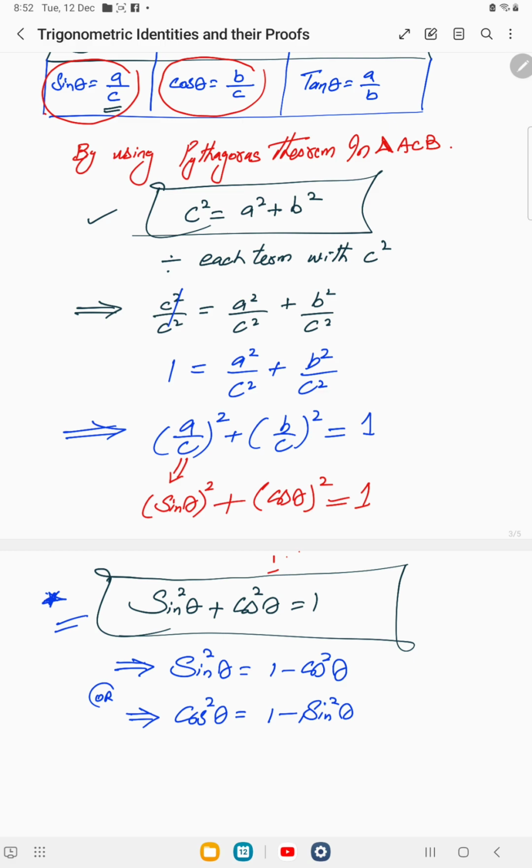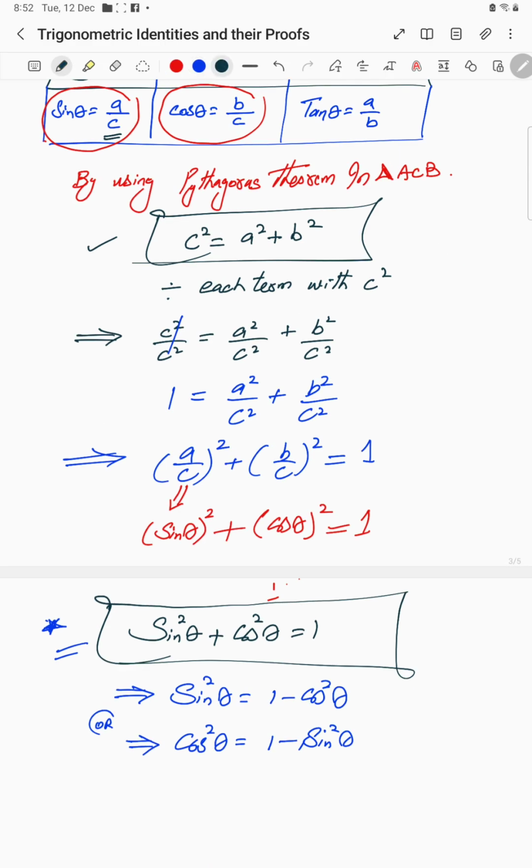One more important thing you guys need to know, that is from this table, tan theta.